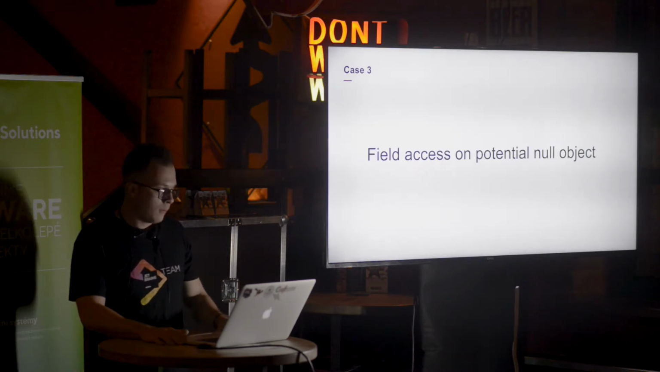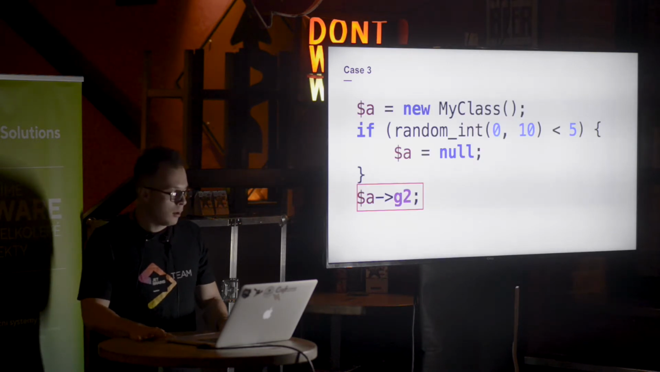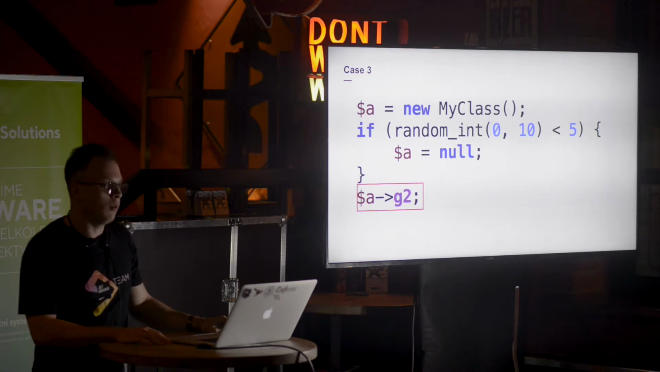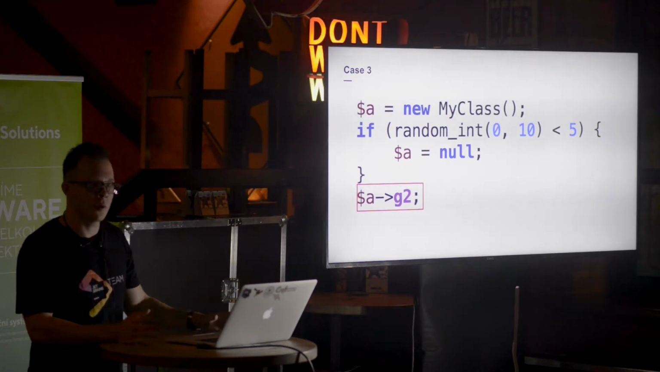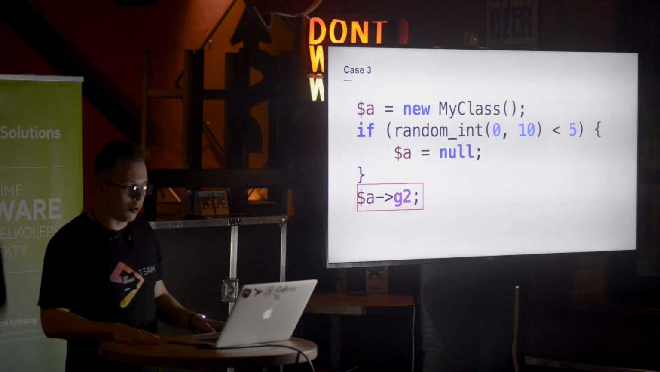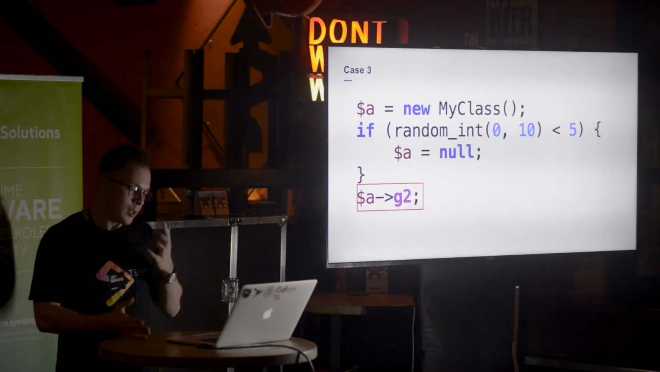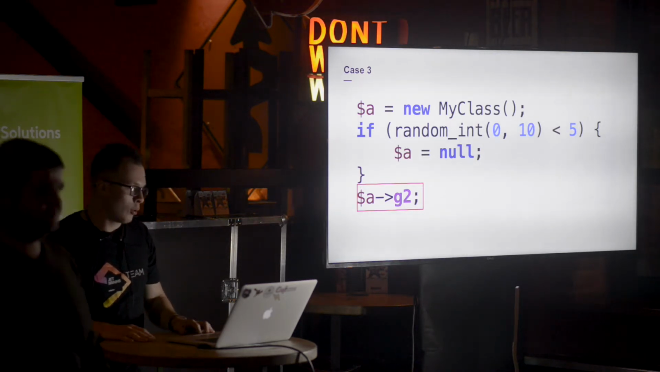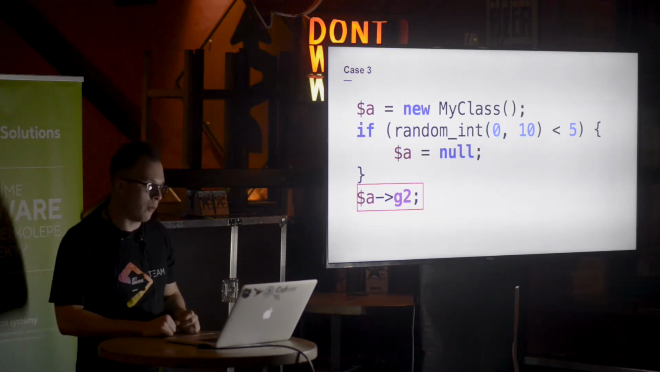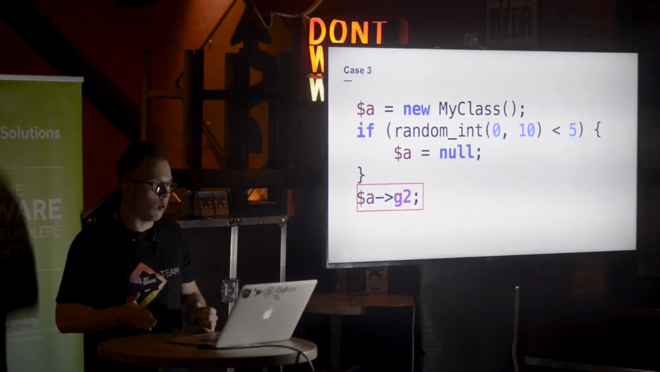Third case, field access on potential null object. So consider this code. At the last line, will A be equal to null? Yes or no? What do you think? Yes, we actually don't know. Nobody knows. And PhpStorm doesn't know either. The best we can do at this line is to keep all possible values that A can come up with. So at this point, we keep the type of A as MyClass or null.